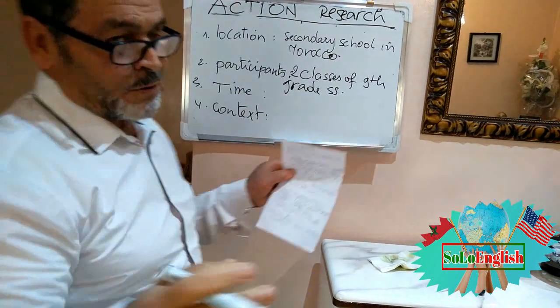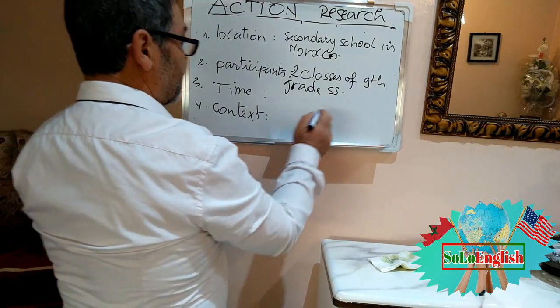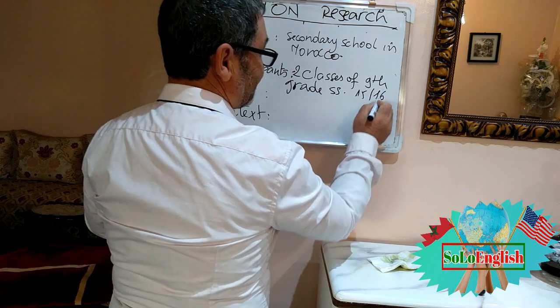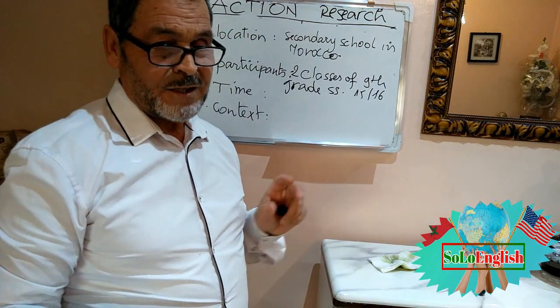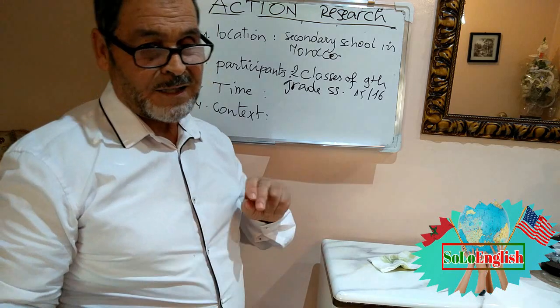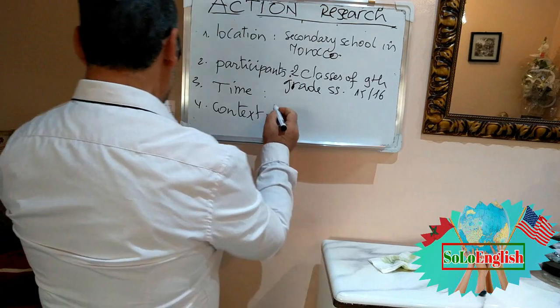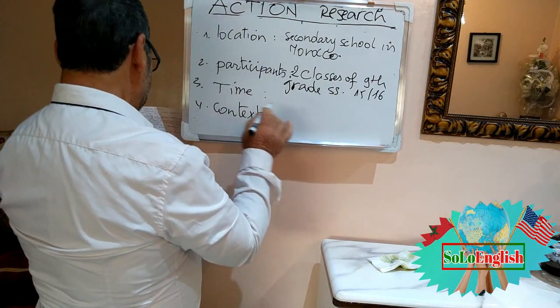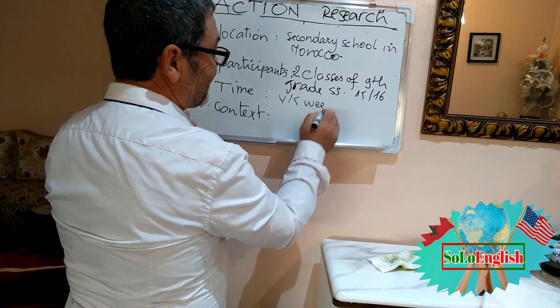I'm going to take 2 classes, not just 1 class, because it's not enough. The age is 15, 16. In 9th grade, we have students who are 15, 16, or 17, in high school. And then the time is 5 weeks.